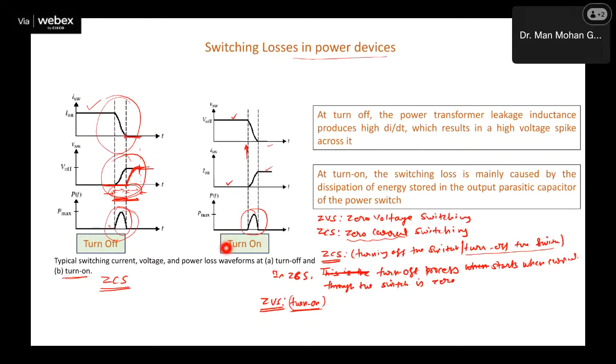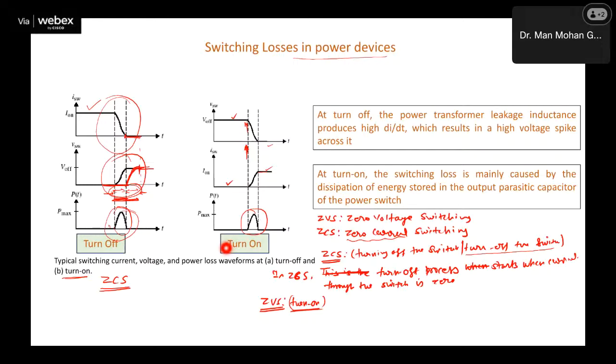Current will build up through the switch, and it will take a certain time. But at the same time, the voltage goes down and becomes zero. And due to this, loss is occurring.